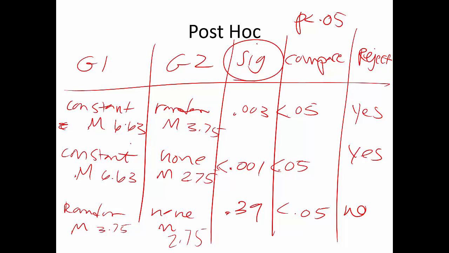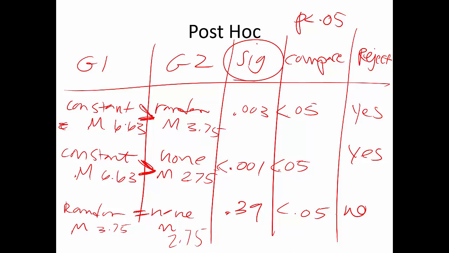So that's when you go back to the means here. So the constant noise group has a higher score than our random noise group. That means they are remembering more things on this multiple choice test. The constant noise group also has a higher score than our none group. So they're remembering more items than in the no sound condition as well. However, random versus none is not significantly different, so they're equal.